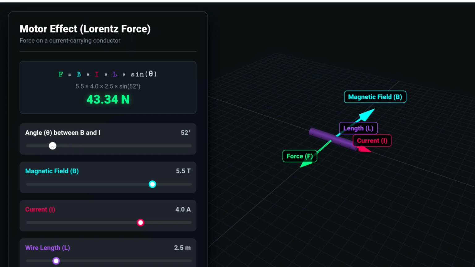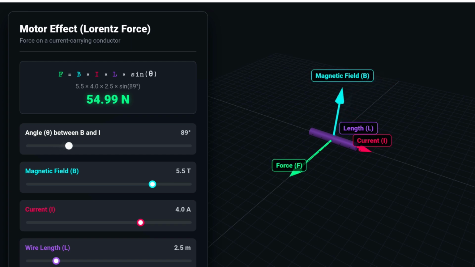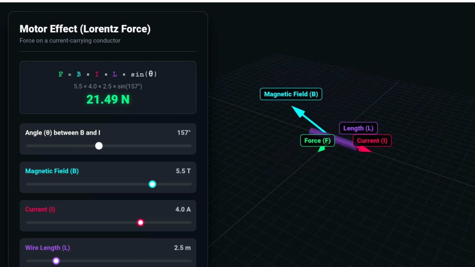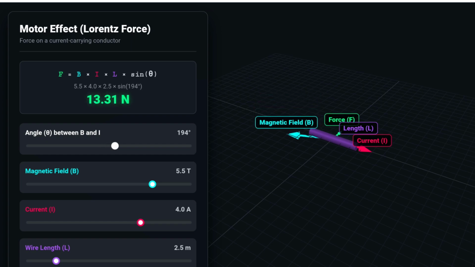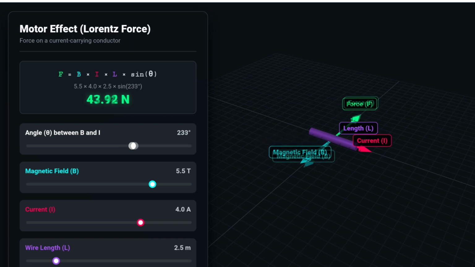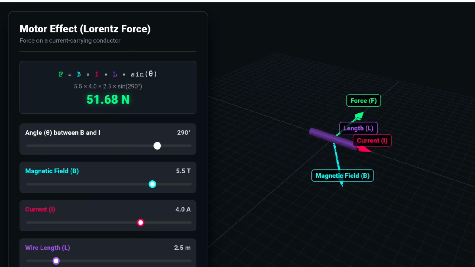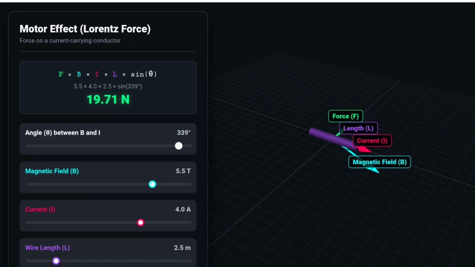So if we change the angle, the magnetic force will change. So at 90 degree, it will be maximum, and at 0 degree it will be minimum. Again, if we keep on increasing the theta, the force will increase but in opposite direction, and it will be minimum when the angle between B and I will become 0.